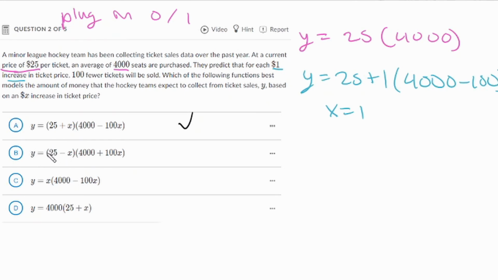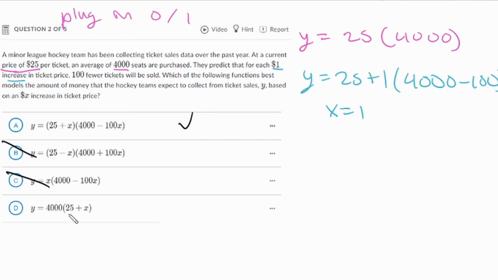Answer choice B is 25 minus x. But if you look at our equation for y when x equals 1, it's 25 plus 1, not 25 minus 1. So this would not work. And then for answer choice C, we don't even have a 25. It's just x times 4,000 minus 100x. So that's not going to work because we have to account for our starting ticket price.